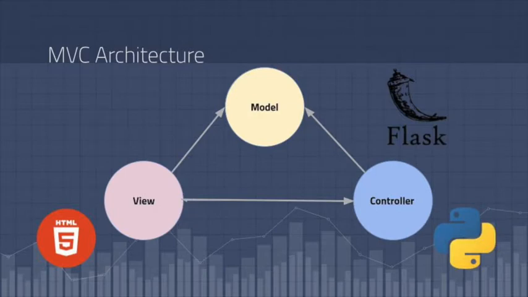So the back end will handle different tasks. For example, getting the stock information from the internet, calculating our portfolio current values and historical values, and also sending the data to the front end to display it to the user.